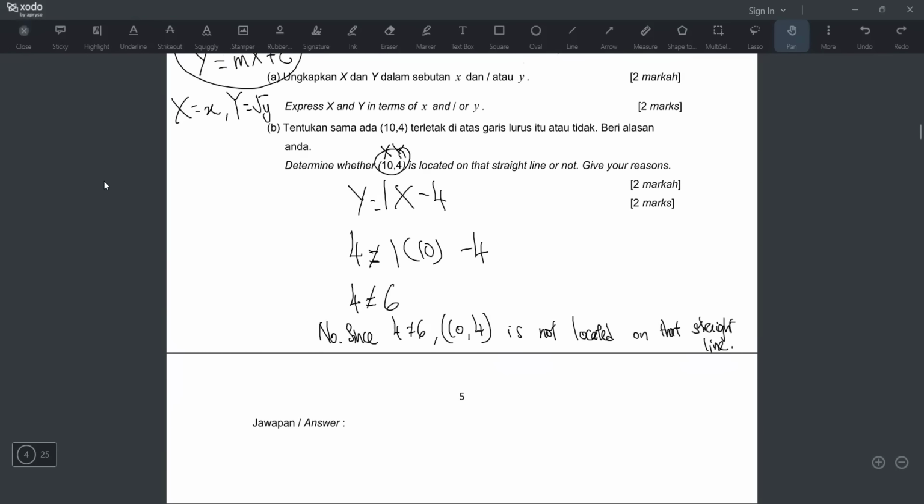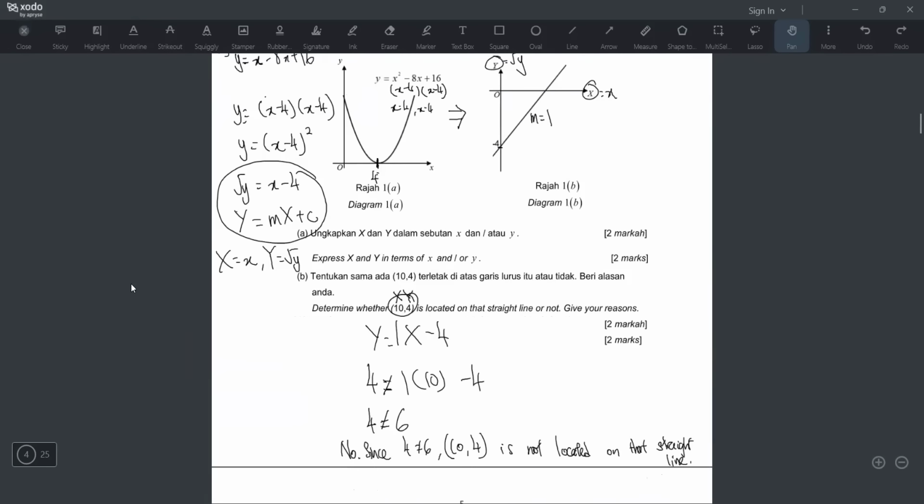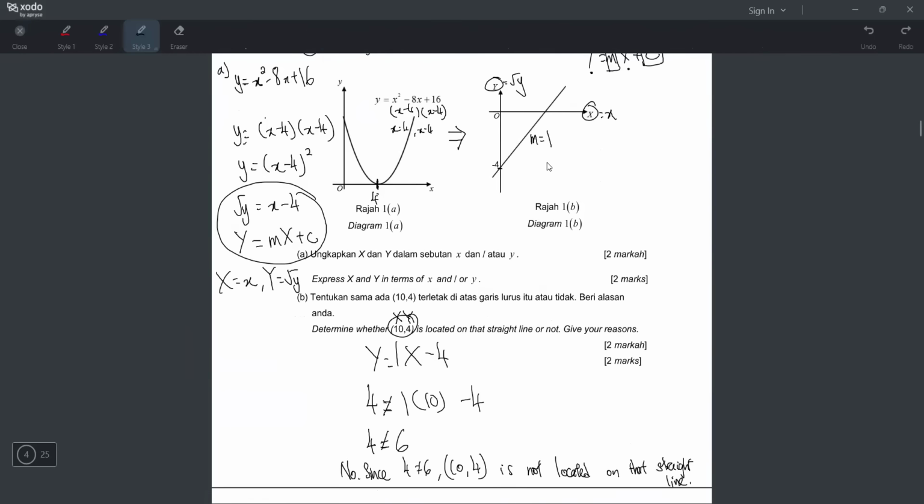Okay, let me tell you where is the 10, 4. Okay, yeah, it's not on the line, right? But where is it? Let me tell you now. It will be below the line. Yeah, it will be somewhere here. Okay, maybe you ask me like, sir, how you know it's below the line?